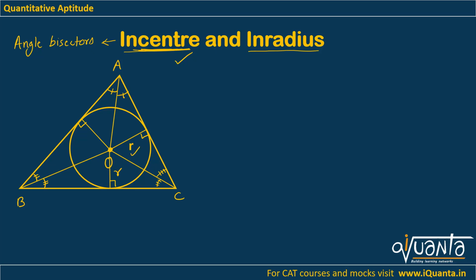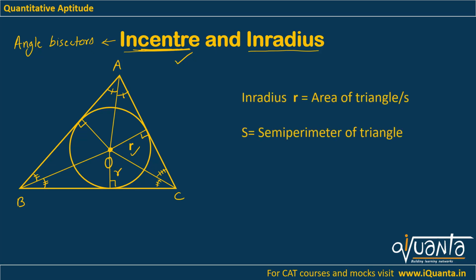So we have a formula for the inradius, which is: inradius R will be area of triangle upon S, where S is the semi perimeter of the triangle. Semi perimeter means you will add all the sides and divide it by 2. So S is nothing but (a plus b plus c) by 2, where a, b, c are sides of the triangle. So I hope this concept of incenter and inradius is clear.